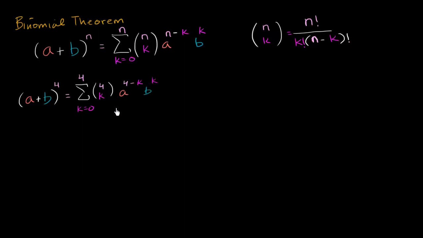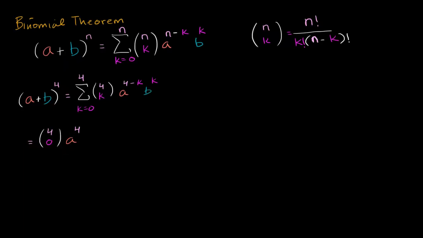Now what is that going to be equal to? Well, let's just do the sum. We're going to start at k equals 0. So when k equals 0, it's going to be 4 choose 0 times a to the 4 minus 0 power. Well, that's just going to be a to the fourth power times b to the 0 power. Well, b to the 0 power is just going to be equal to 1. So we could just put a 1 here if we want to, or we could just leave it like that. So this is what we get when k equals 0.